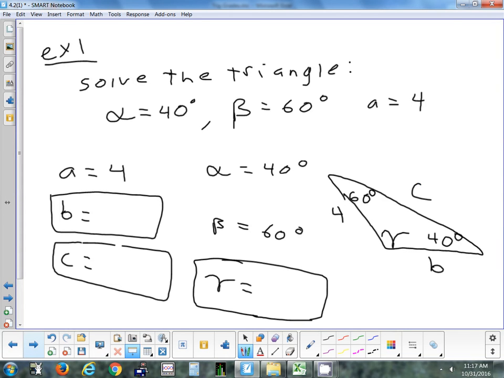All right, so focusing on the three pieces of information they gave me, what kind of triangle is this? Using those three letters.